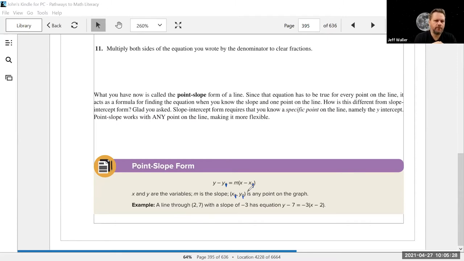Whenever you see a variable with a subscript, like y2 minus y1 over x2 minus x1, that just means this is a specific y. This is another specific y. This is a specific x, another specific x. So these two come from a specific point. These two are just the x and y variables. You don't plug anything in for them. They're just the x and y variables.